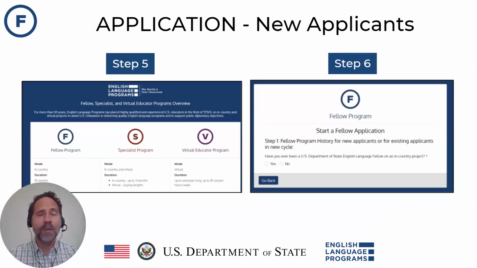Once you have entered, you will see options to start the Fellow, Virtual, and Specialist application. Click on the Fellow application to proceed. As a first-time applicant, you will select No for the first question and then continue the application.